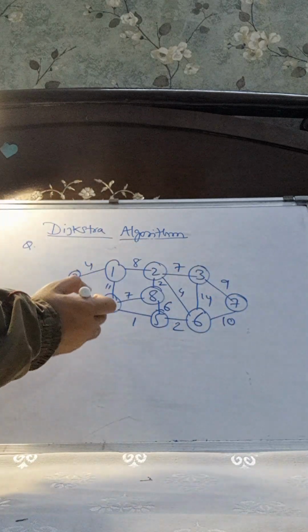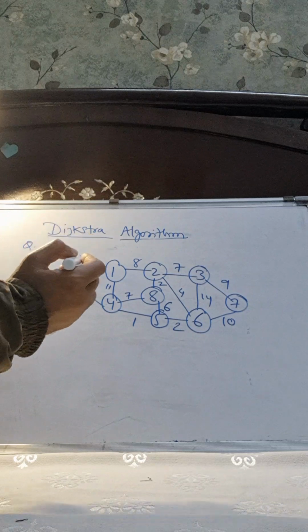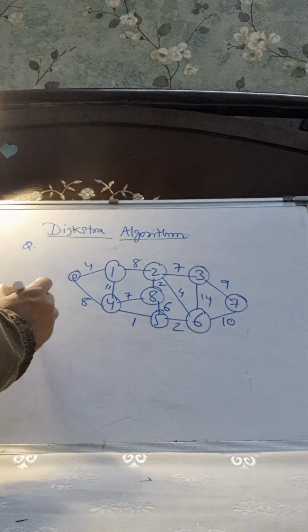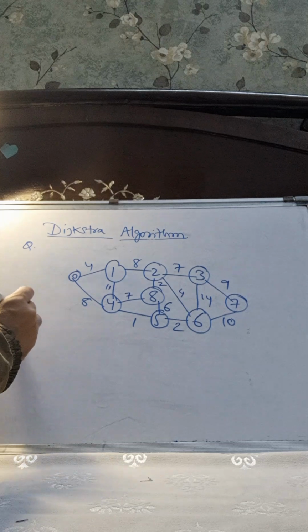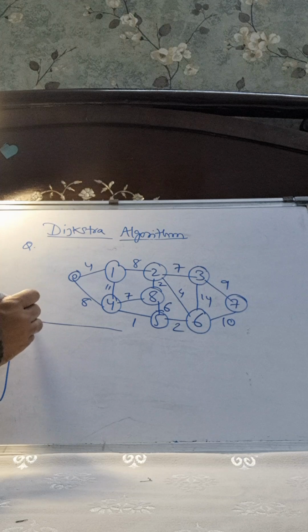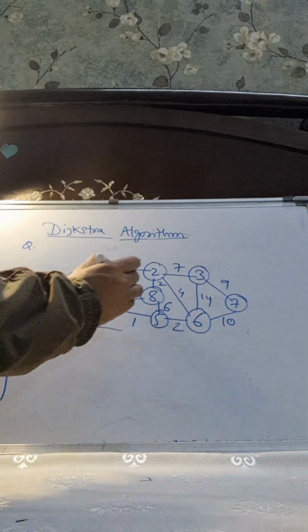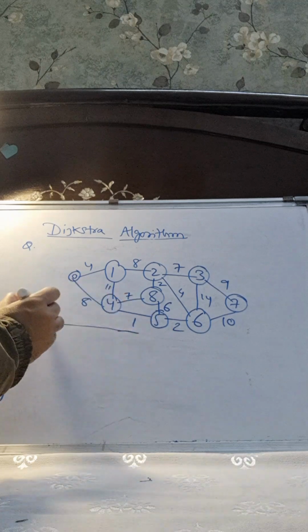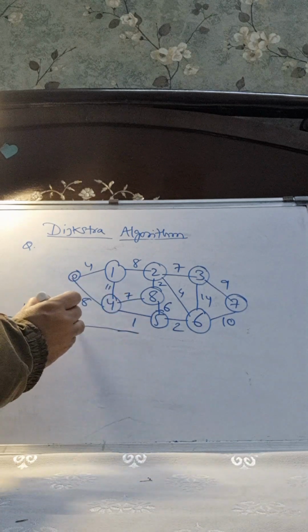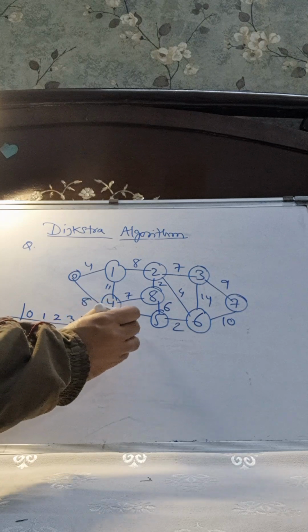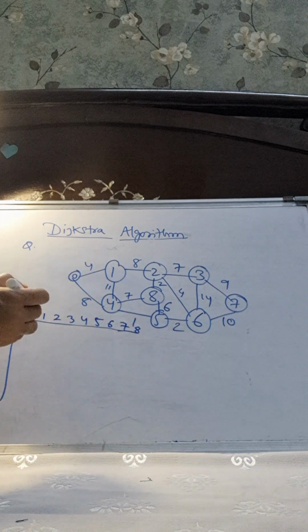So how many vertices are there? 0 to 8. As I have suggested in the past video also, we will try to make a table here. Whatever source we have taken, first of all, we will mention that vertex as the first vertex, and the rest of the vertices you can mention in any order. So let's say we have written 1, 2, 3, 4, 5, 6, 7 and then 8.